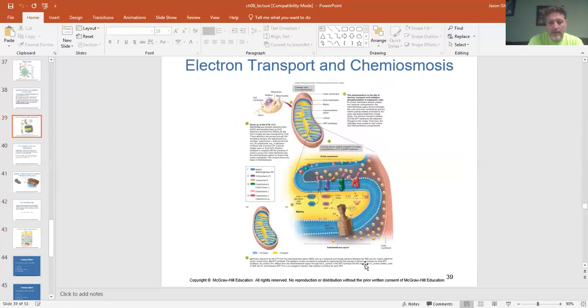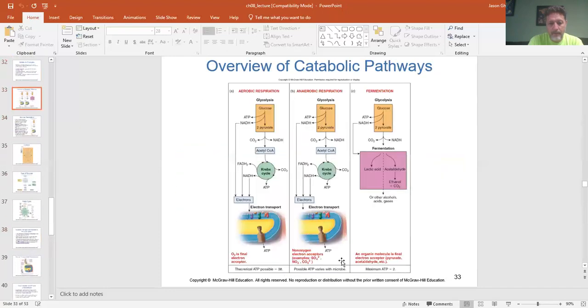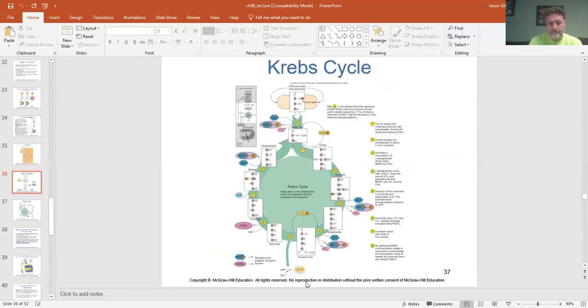And if we go way back here, 38 is ideally what it's going to produce.